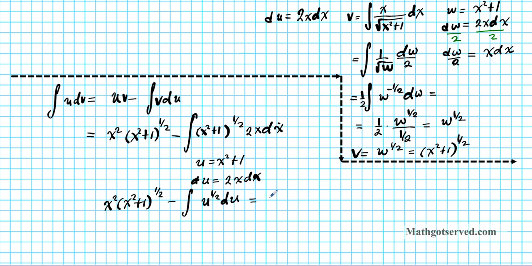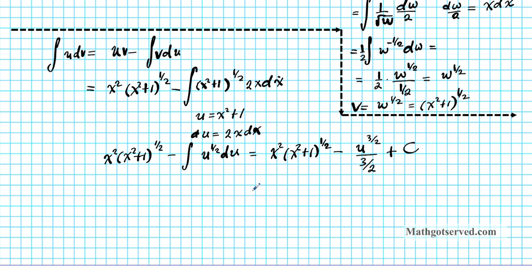If we do that, it's going to become x squared times x squared plus 1 to the 1/2 minus, applying the power rule to this expression, we'll have u to the 3/2 over 3/2. Okay? And plus the c constant. Now we notice that our variable isn't originally what it was, so we need to replace what u is to express this whole function in terms of x. We know that u is x squared plus 1. All right, so let's apply that back.